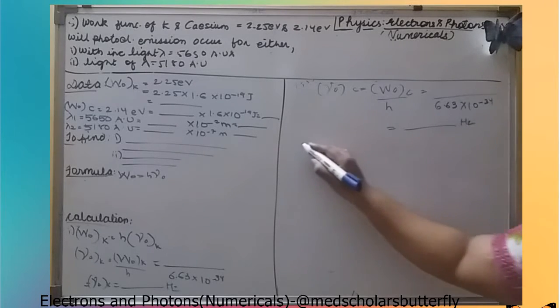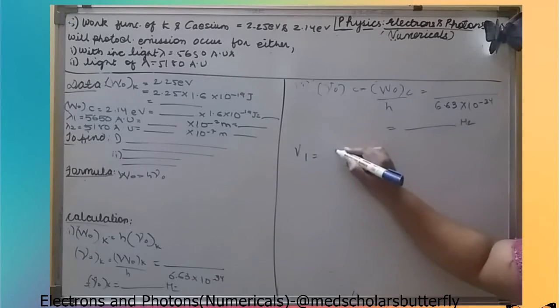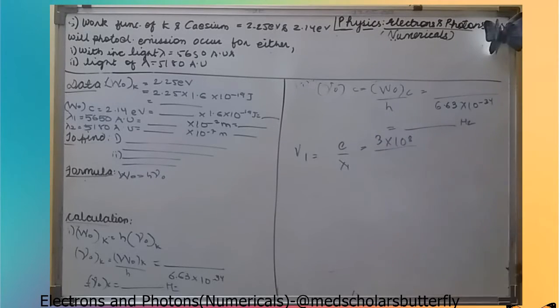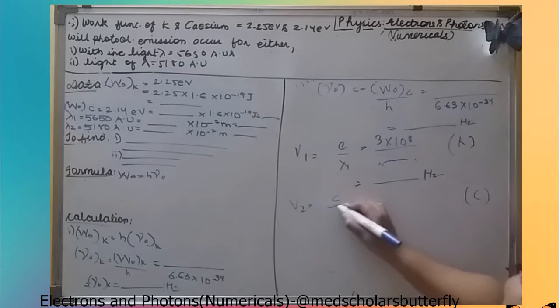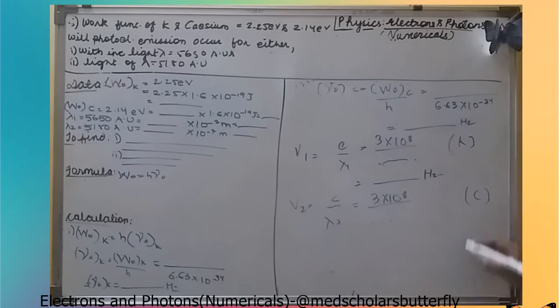Also, we have the formula that nu 1 is equal to c upon lambda 1 for potassium. Divide by your lambda 1 here, this is for potassium, and you will get your answer in hertz. Again for cesium, c upon lambda 2, 3 into 10 raised to 8 is common. Again write down lambda 2 what you have found. This is for cesium, and you will get your answer in hertz.